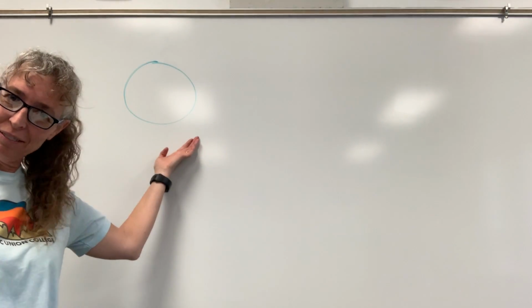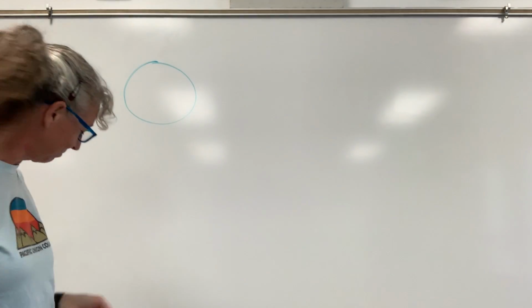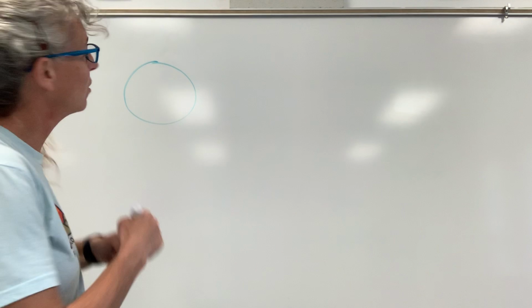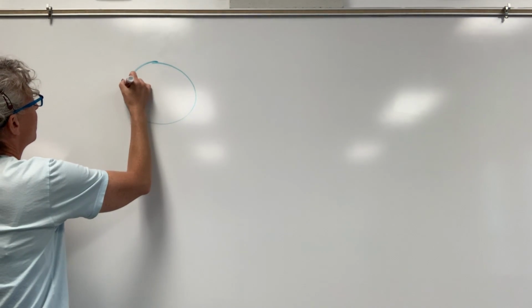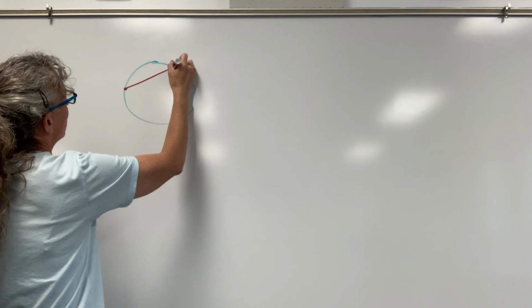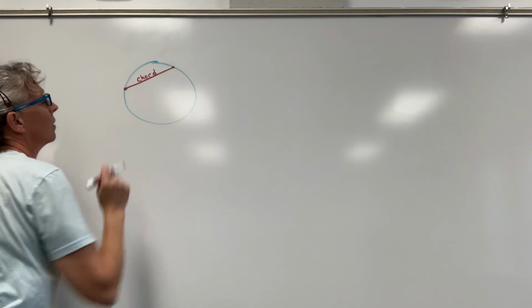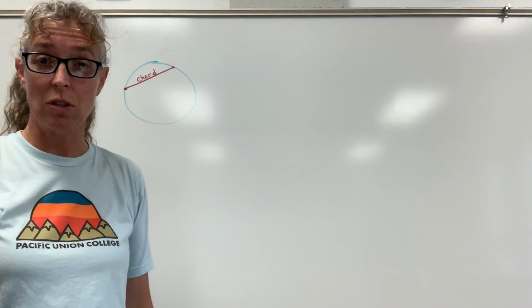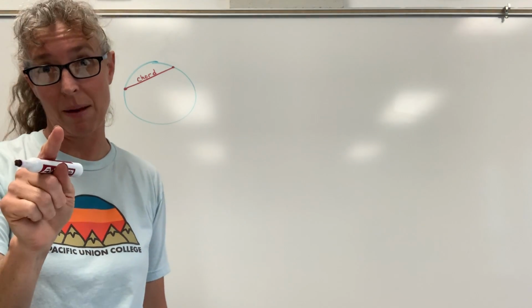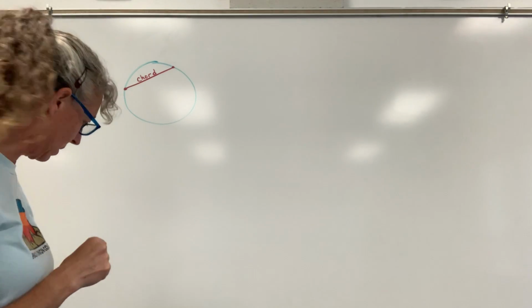So I have the circle here already ready to go. It's beautiful. We're going to talk about the parts of a circle. The first one is a chord. A chord goes from one point on the circle to another point on the circle. That's called a chord. Okay? If the chord happens to go through the middle of the circle, it's a special kind of chord, and that's the diameter. So the diameter is technically a chord. It's just one that goes right through the middle.